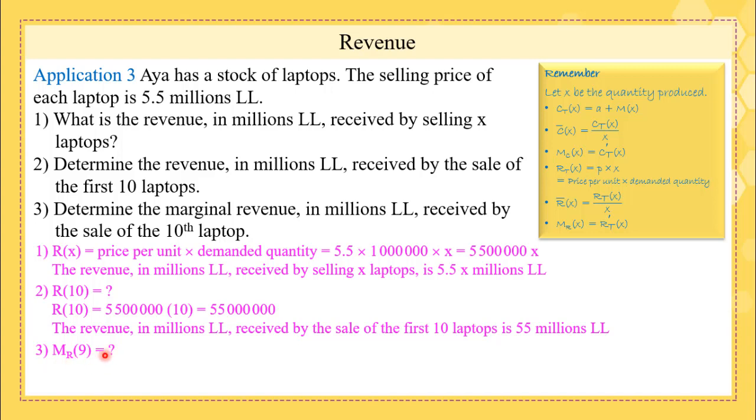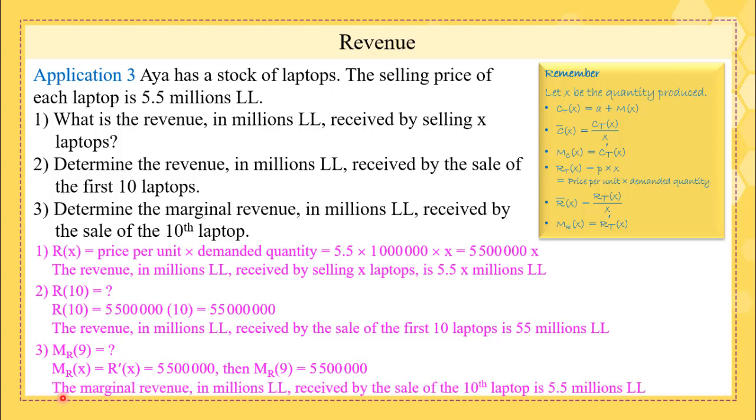In order to find it, first we find the expression of the marginal revenue. MR of X is the derivative of R of X. So MR of X is the derivative of 5,500,000 X. So we get MR of X equal 5,500,000. Thus, the marginal revenue in millions of Lebanese lira received by the sale of the 10th laptop is 5.5 million Lebanese lira.